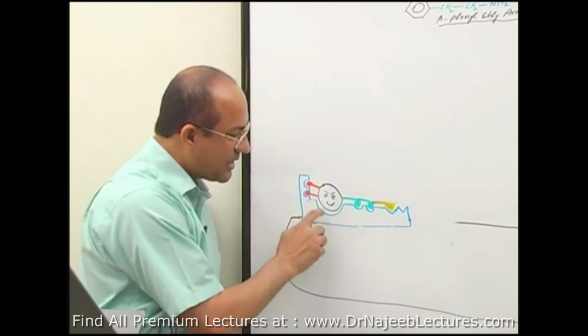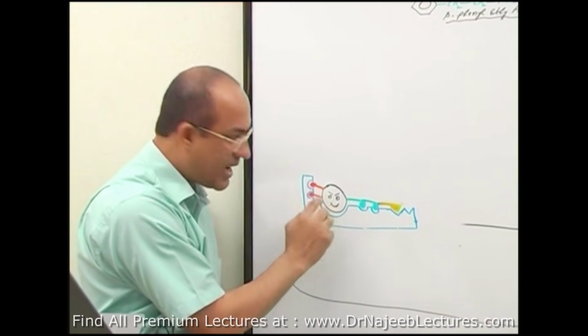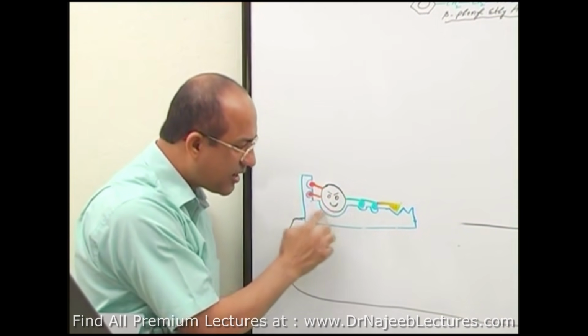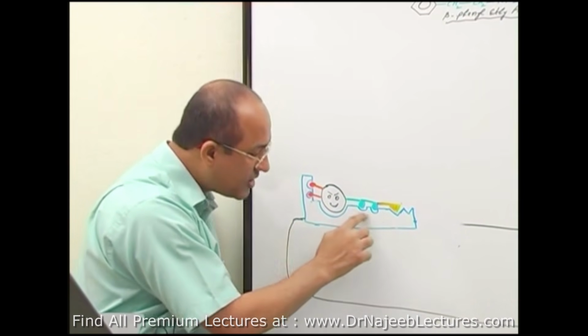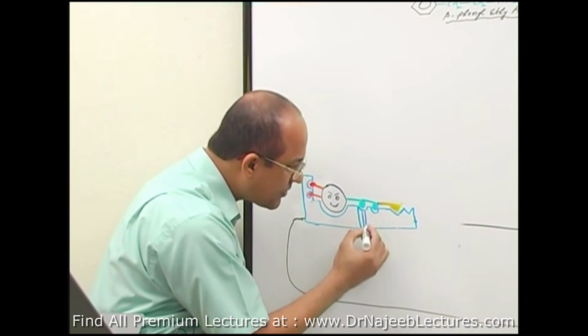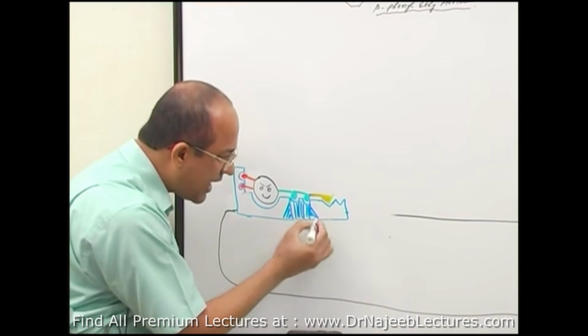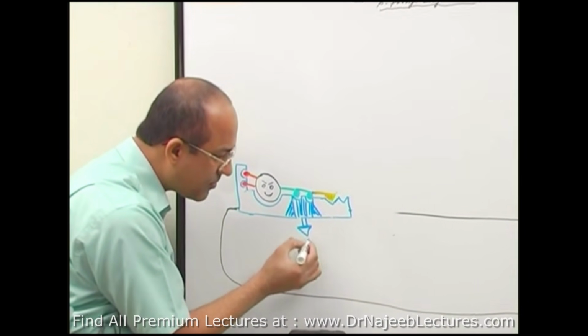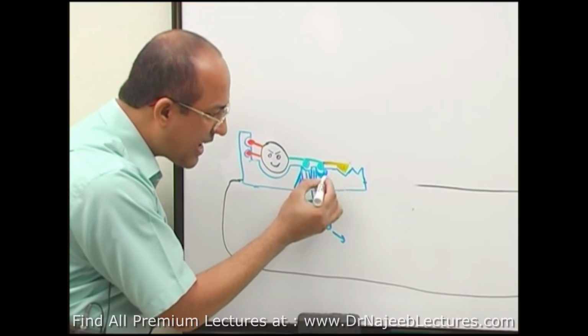Why? Because this area determines the primary binding of the drug, and binding in this area determines the potency of the drug and affinity of binding, right? But this part of the receptor determines intrinsic activity. This part determines intrinsic activity.